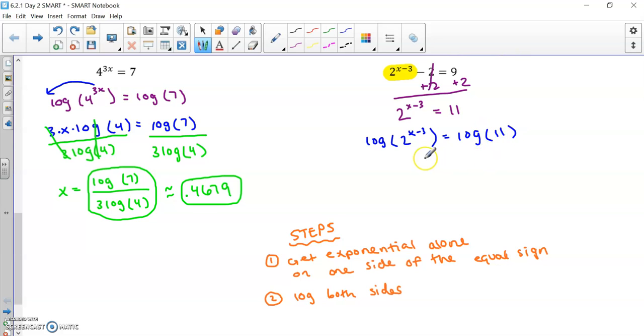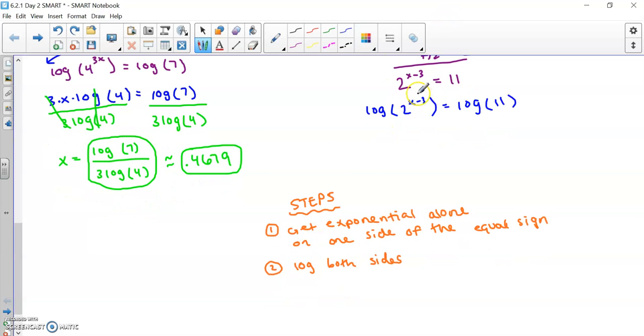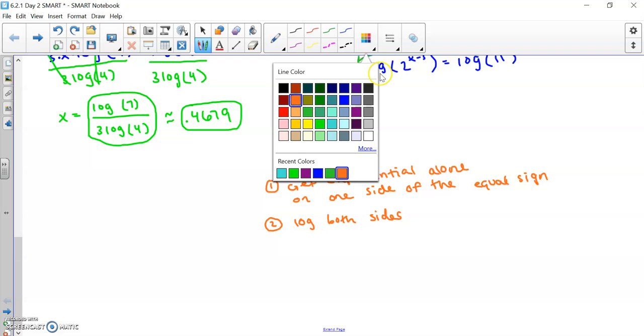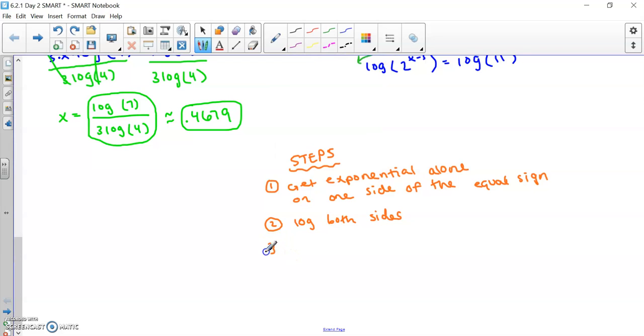All right. So now we've done that, and at this point we can use the power rule to bring that exponent out of the exponent so that we can work with it better. So let's add that as our step 3. We'll use the power rule to bring the exponent down.